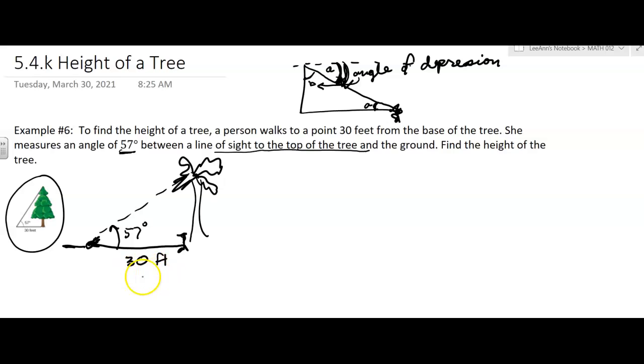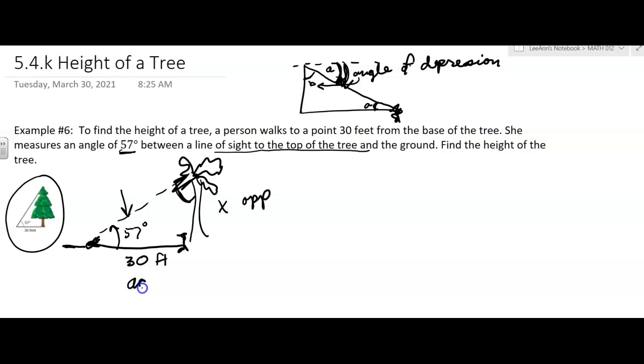Okay, so now we know that measure. We know this 30 feet is how far away she walked from the tree. We don't know the hypotenuse, but we don't need to know that. We want to know the height of the tree. So I'm going to call this X for the height of the tree. Now, when you're trying to decide what trig function to use, look at what you know and what you're trying to find. I'm trying to find the opposite side, right? Because I only know this angle, 57 degrees. You could find the other angle because it has to be complementary, but we'll go with the angle that we have.